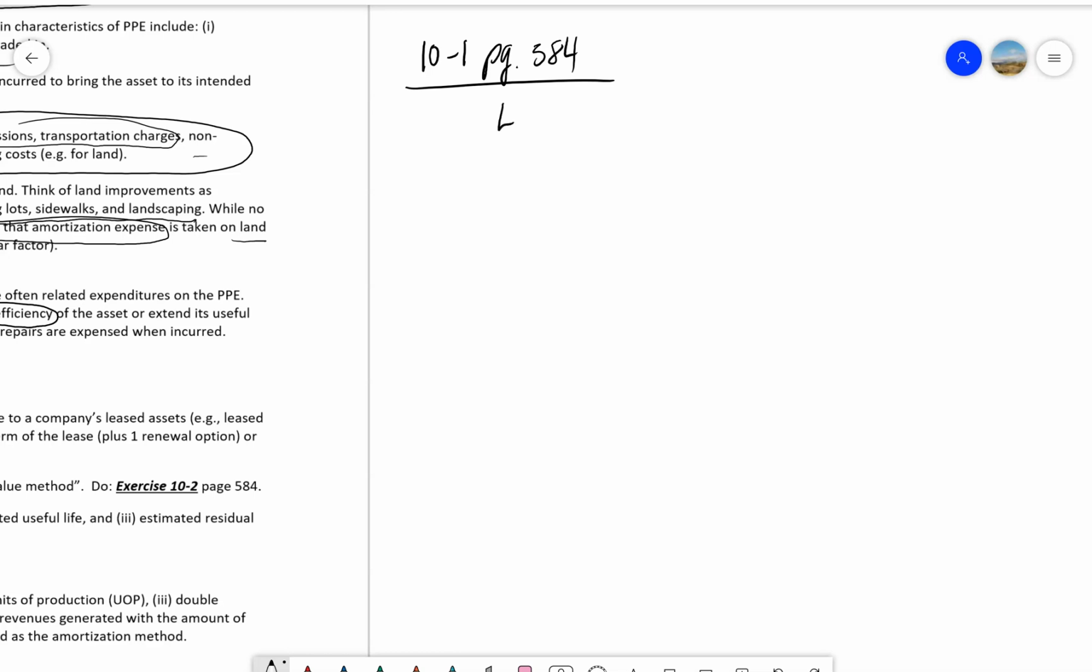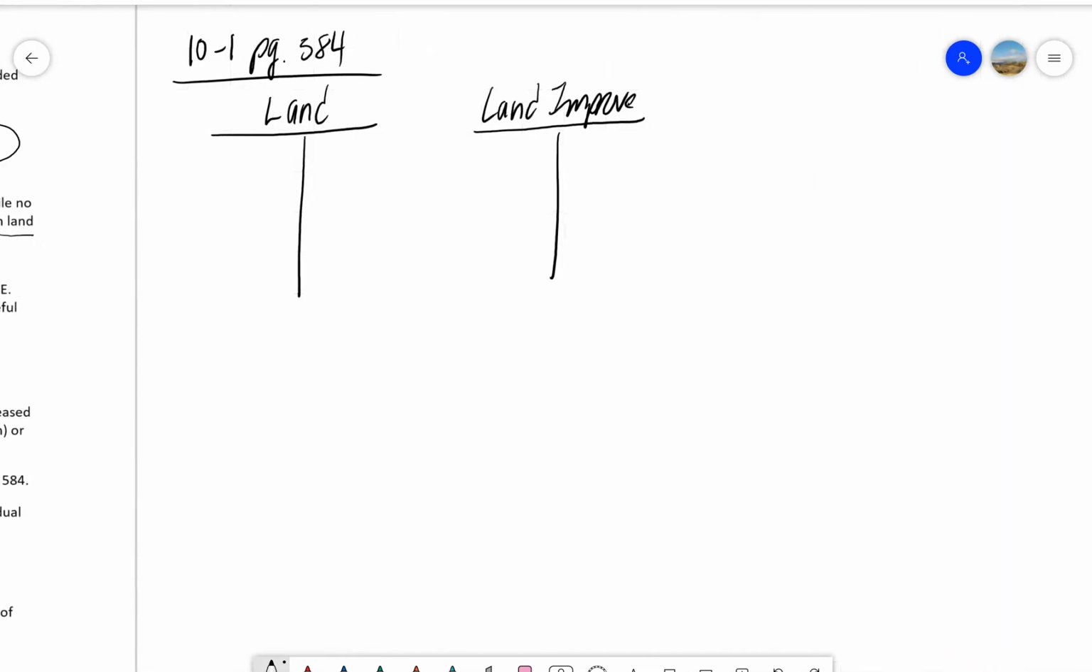So let's just draw a T account. For land, we'll draw a T account for land improvements, and then we'll draw a T account for our buildings. And so once again, these are all going to be long-term assets on our balance sheet. And so now we're going to figure out, well, what goes into each account to include in their costs?